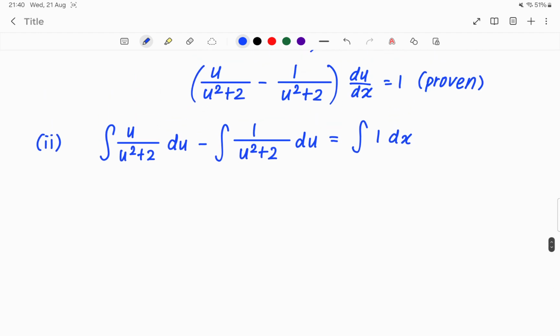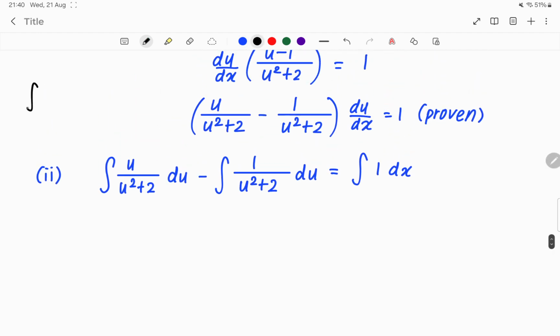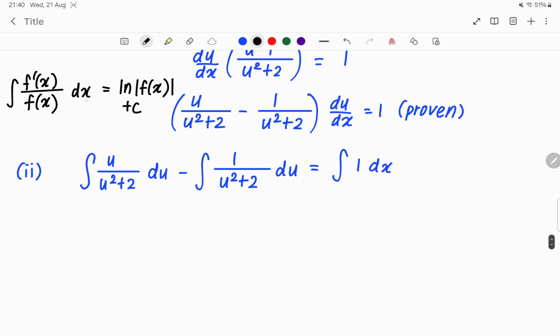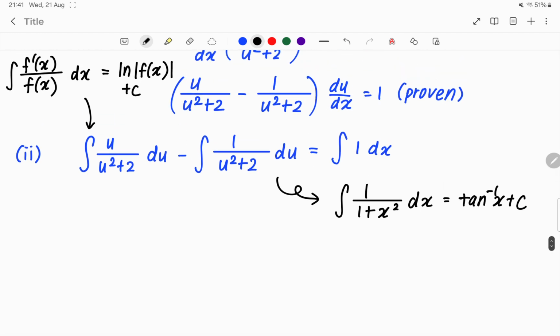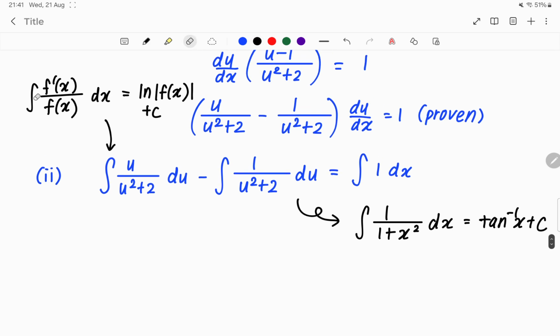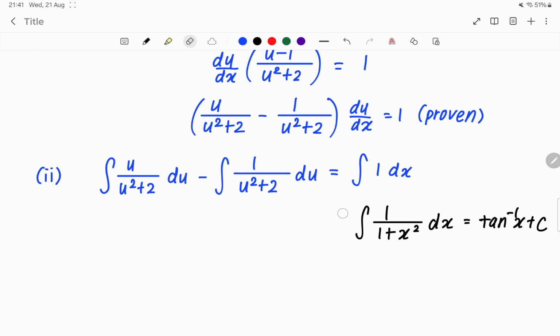So from here, how are we going to integrate this? So this is looking like integrating f prime x over f of x dx to get our ln f of x plus c. So we're going to use this one for this one. Then over here, we can look at our MF26, right? When we integrate 1 over 1 plus x squared dx, I will get tangent inverse x plus c. So we'll keep that in mind, okay, when we integrate these two. And of course I don't need to teach you how to integrate 1.